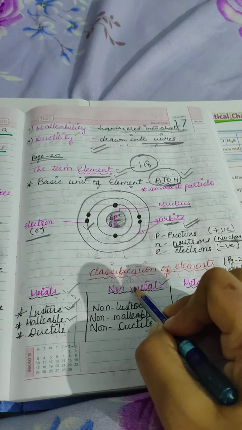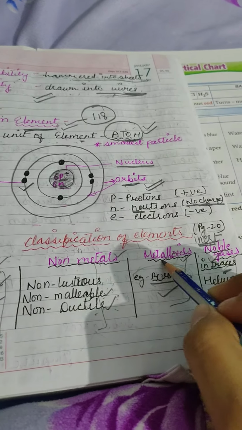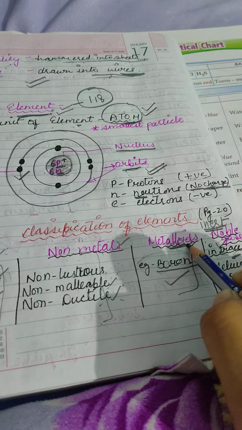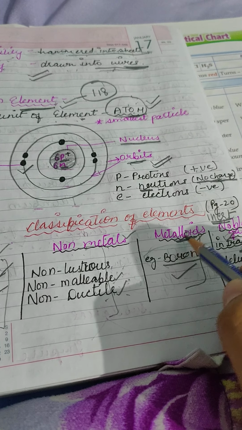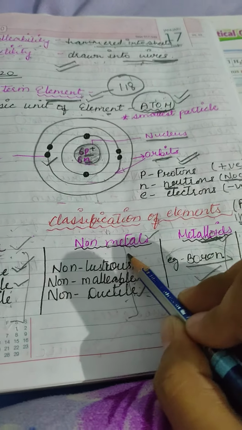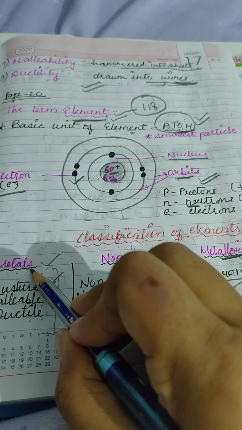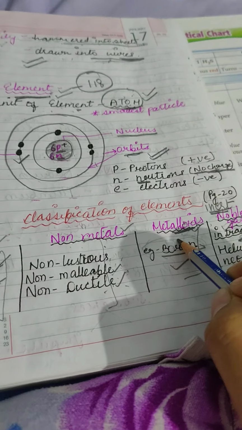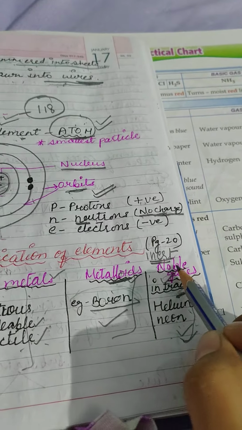Metal, non-metal. Third is metalloid. Now, what is it? This term is new for you. What are metalloids? These are the elements which show certain properties of metals and certain properties of non-metals. Sometimes they behave like metals and sometimes like non-metals. Okay.